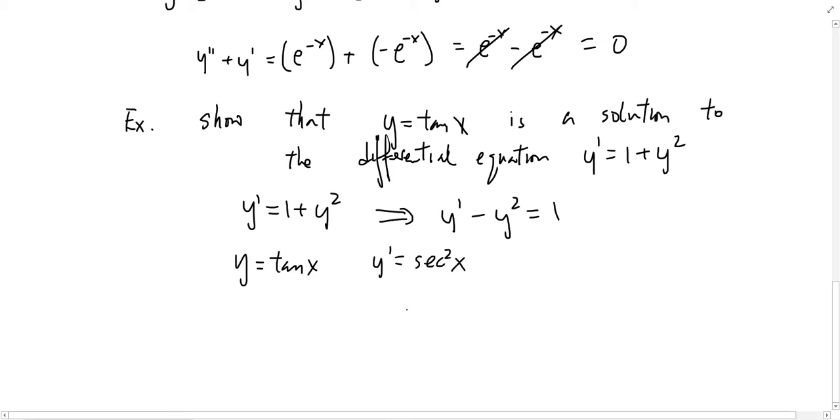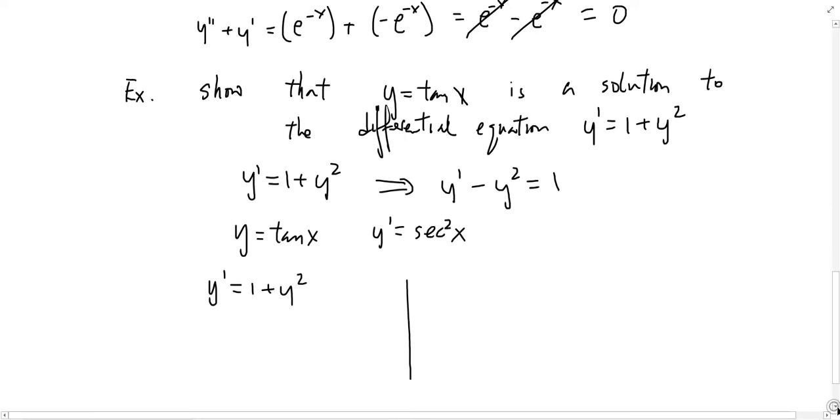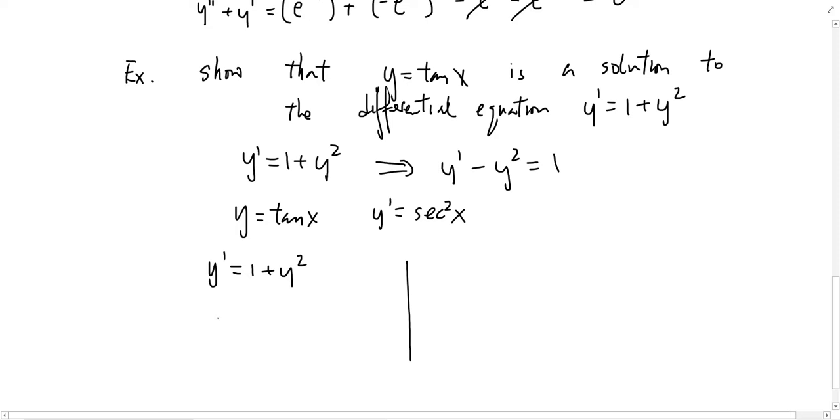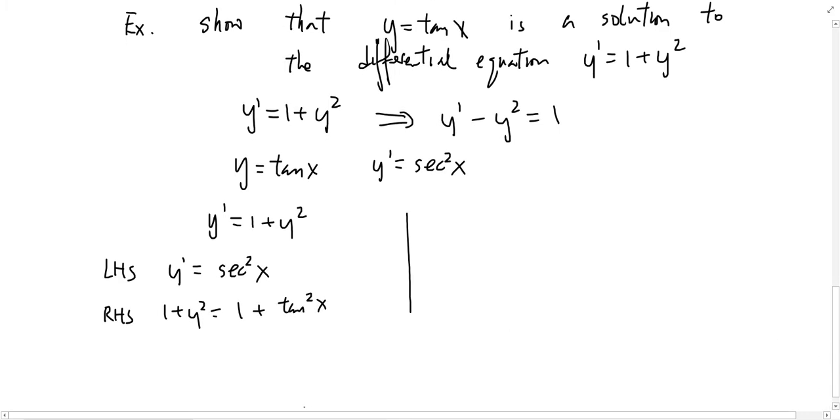So now I'm going to prove it both ways to show you the mechanics that are slightly different. Suppose I have y prime equal to 1 plus y squared. So the left-hand side would be y prime, which is equal to secant squared x. What happened to the right-hand side? The right-hand side is 1 plus y squared, so it becomes 1 plus tangent squared x. And an interesting thing to note is that 1 plus tangent squared x actually satisfies a Pythagorean identity.